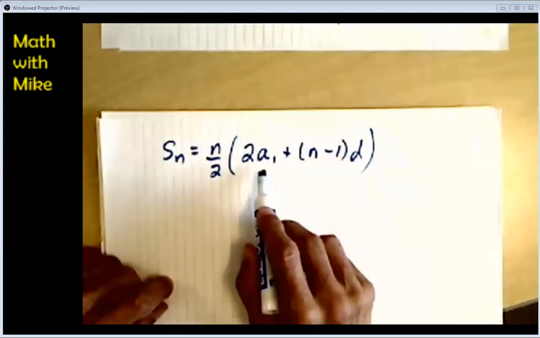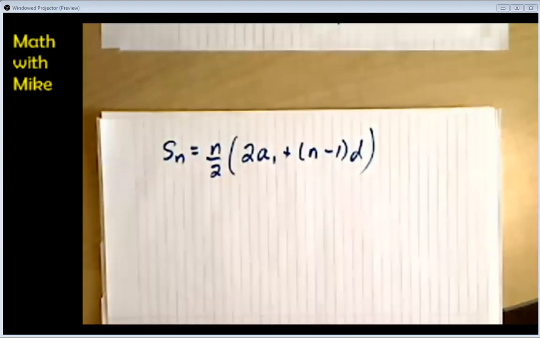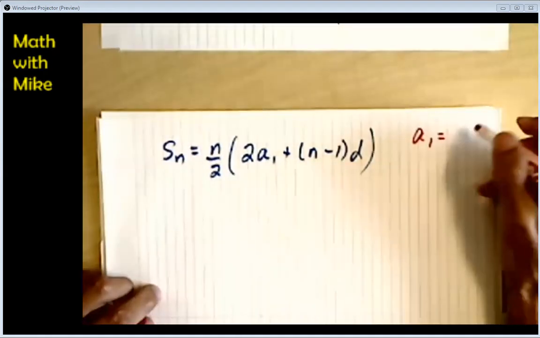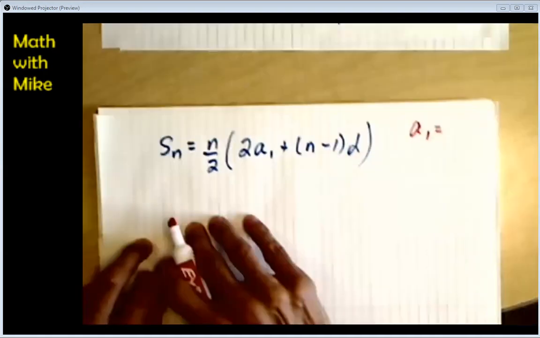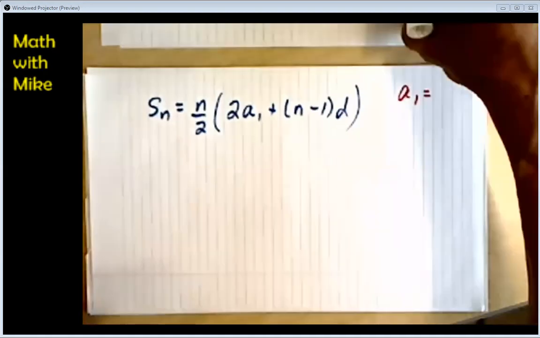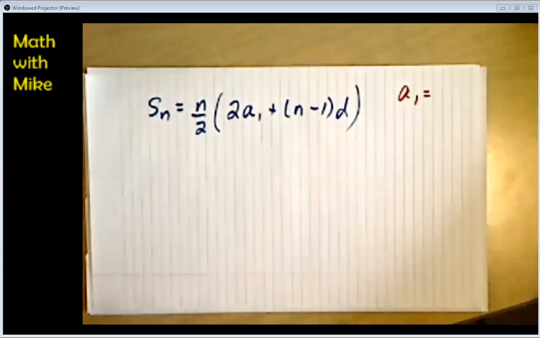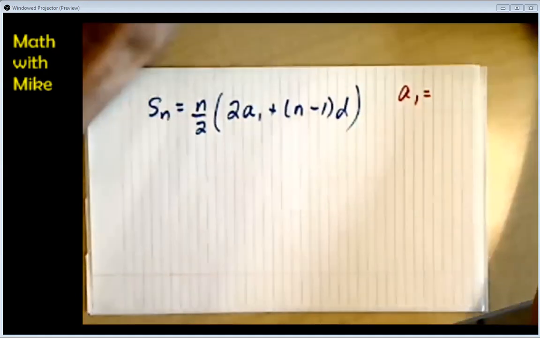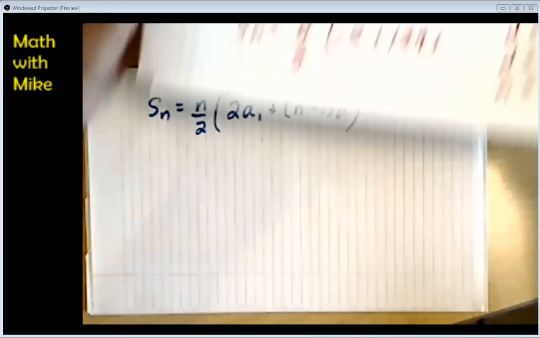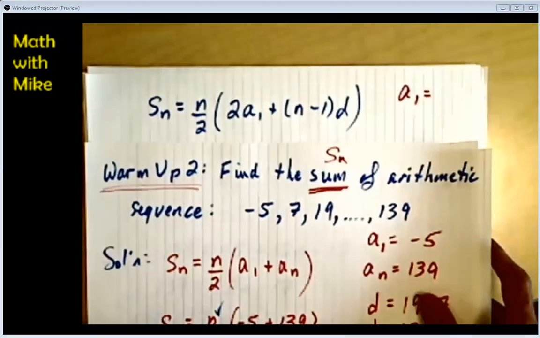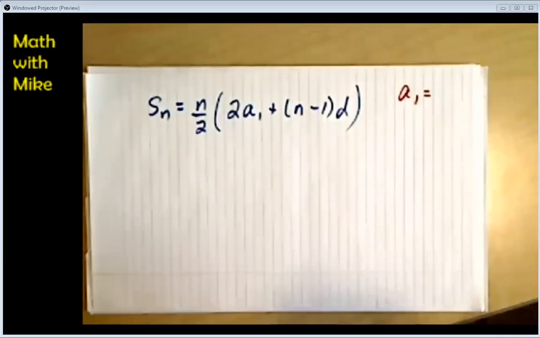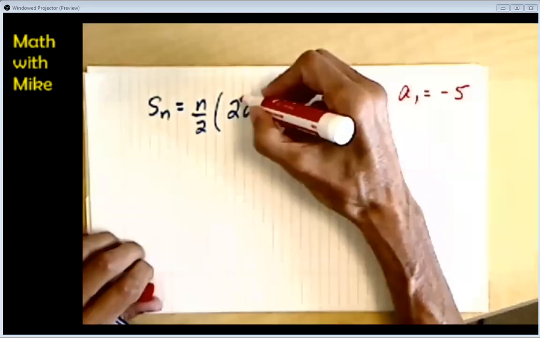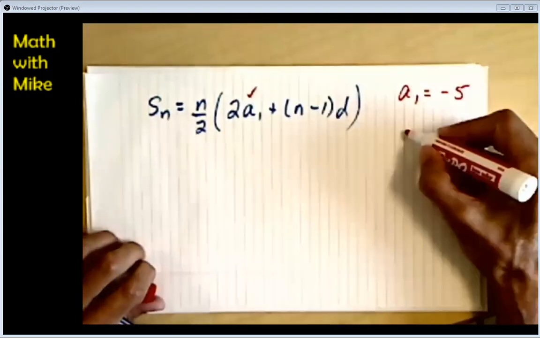Do we have A1? Yeah. What is A1? No, A1. First term. I got it. How about you? What's the first term? Yeah, -5. What's D? Okay, so let's just check these off. We got -5, so that means we got that one. D, yeah, we did our side calculation.